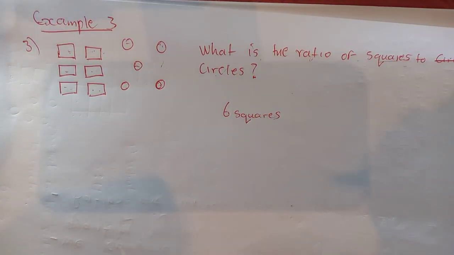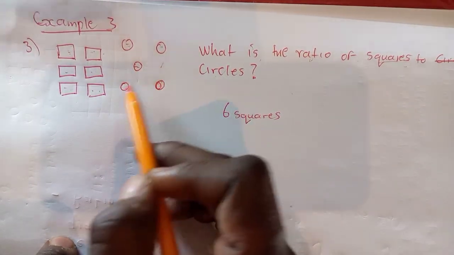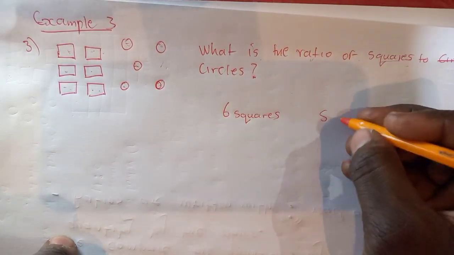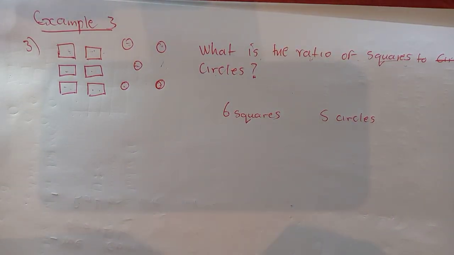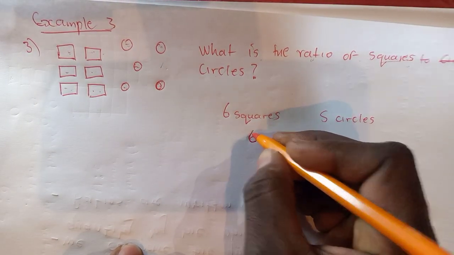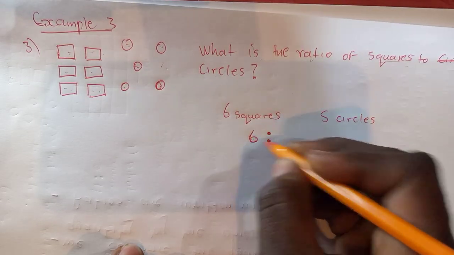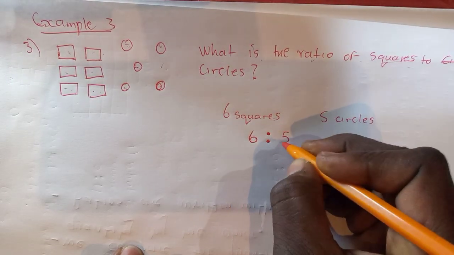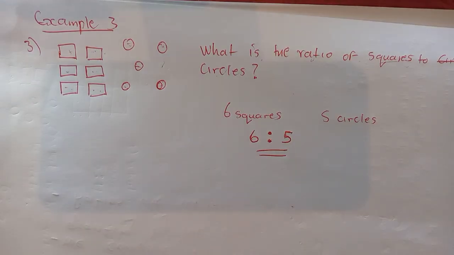Then how many circles do we have? 1, 2, 3, 4, 5. We have 5 circles. Now they want us to write the ratio of squares to circles. So we have the numbers, 6 and 5. This is the symbol for ratios. Don't forget 6, then how many circles? 5. So the ratio of squares to circles is 6 to 5.